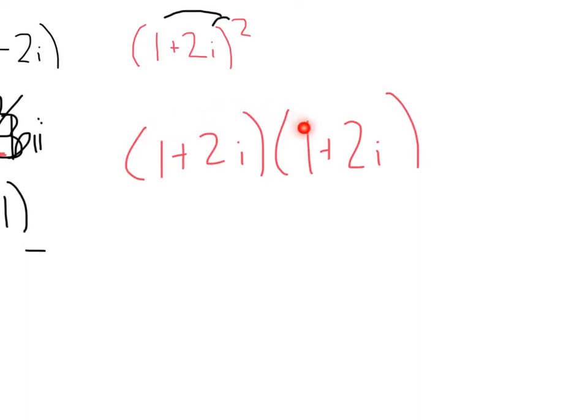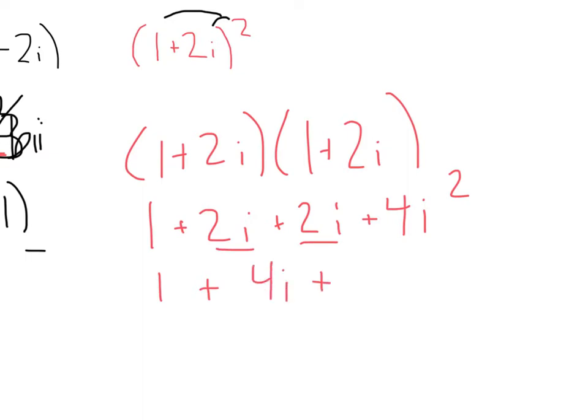This is going to give us 1 times 1 is 1. We have 1 times 2i is 2i. We've got 2i times 1 is another 2i. And we have 2i times 2i, which gives us 4i squared. Now if I simplify further, I'm going to get 1 plus my 2i's combined to give me a 4i plus 4 times i squared. Remember, i squared is negative 1. This is going to become a negative 4. And my final answer is going to be 1 minus 4, which is negative 3 plus 4i.